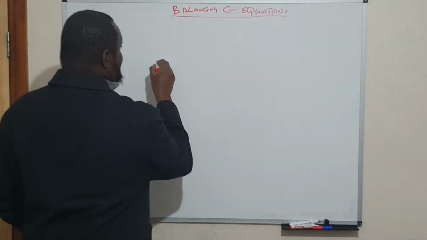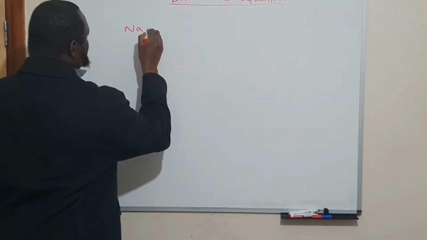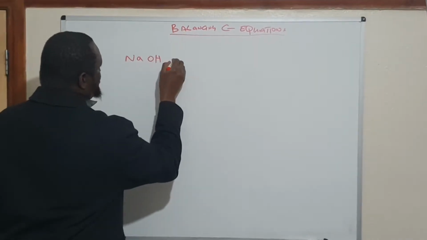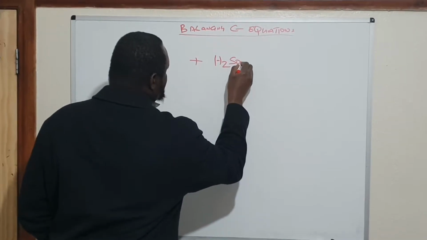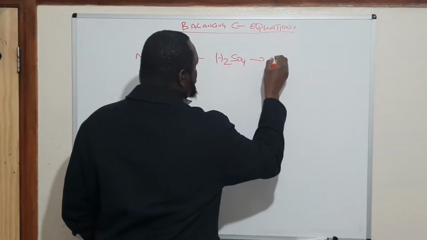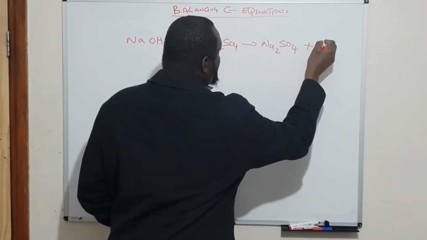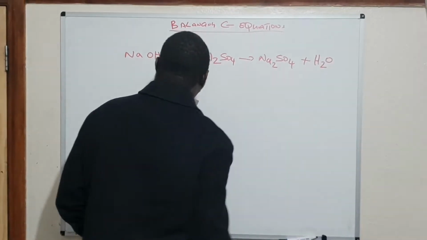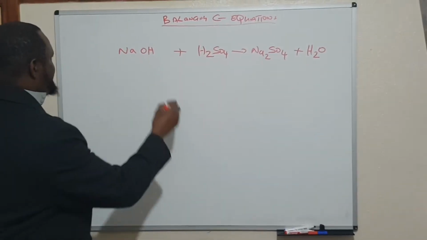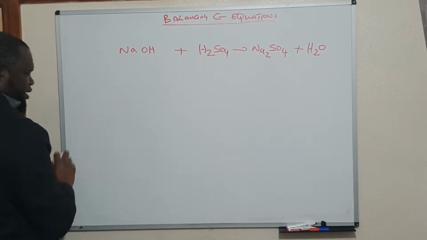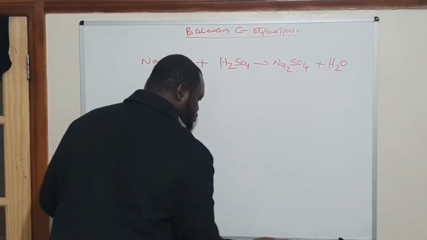But first of all, when you have a reaction like sodium hydroxide plus sulfuric acid, you will get sodium sulfate plus H2O. And we said this type of reaction in which a base reacts with an acid is called neutralization. Okay, very famous reaction in chemistry. It's called neutralization.